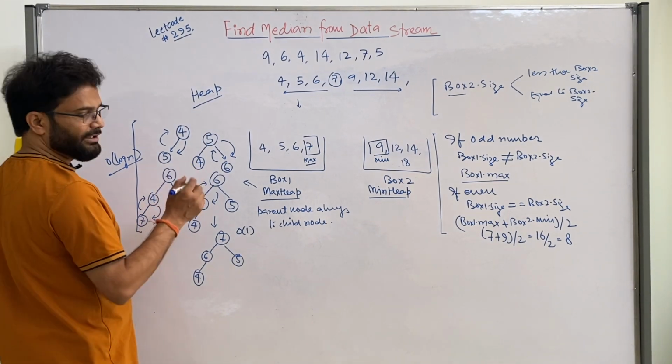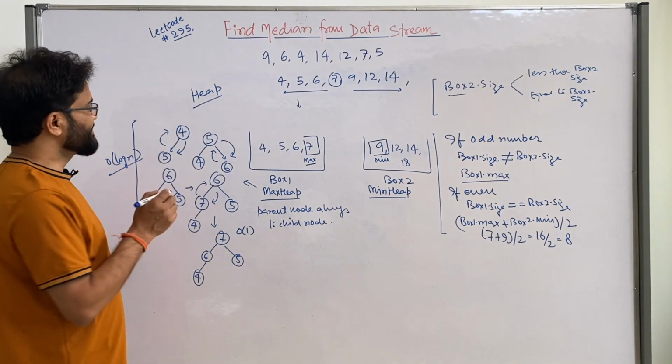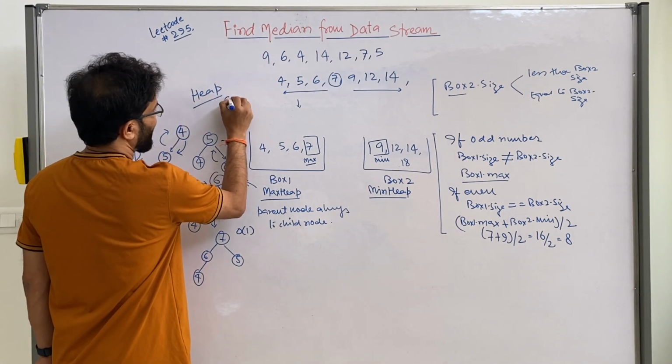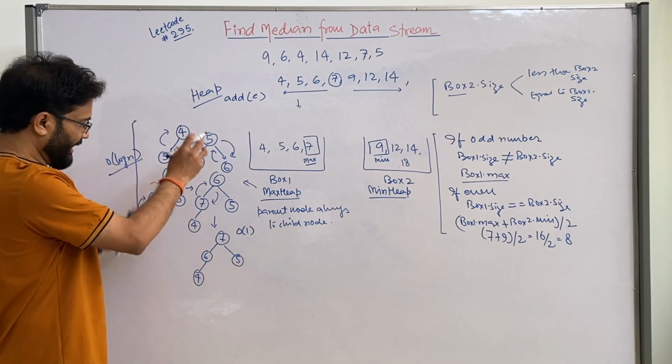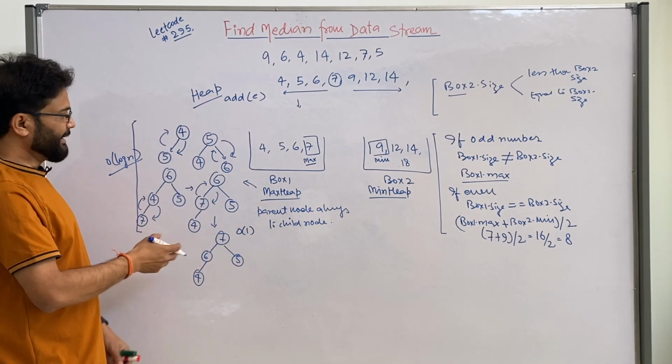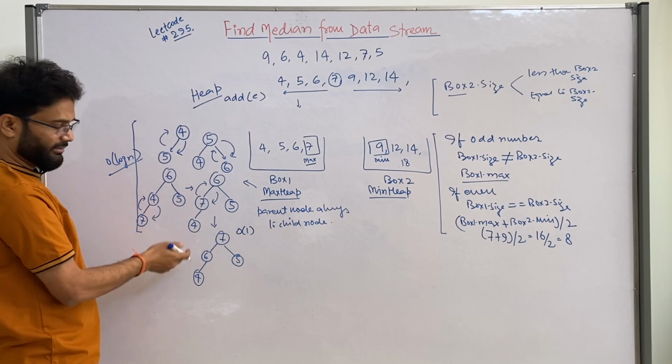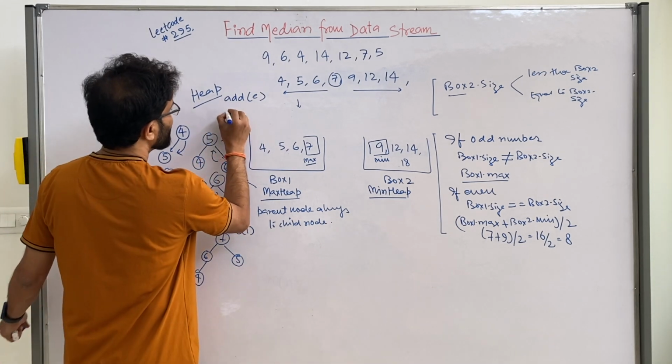There are three important methods in the heap. One is add. When you add, it will add the number and heapify. I was adding the number, right? Another is peek.